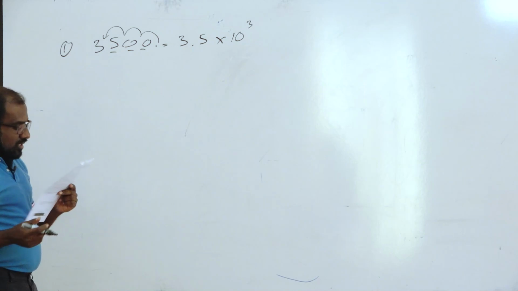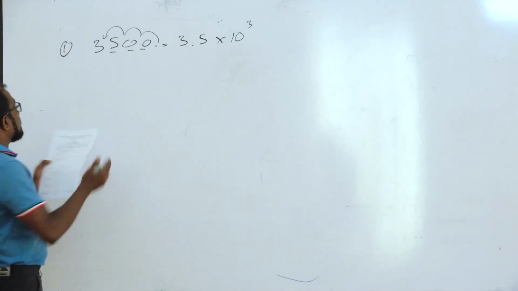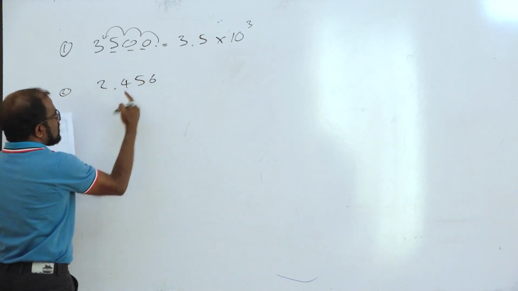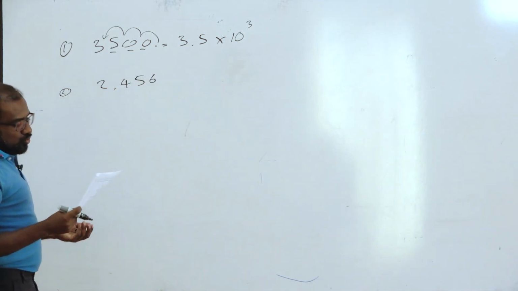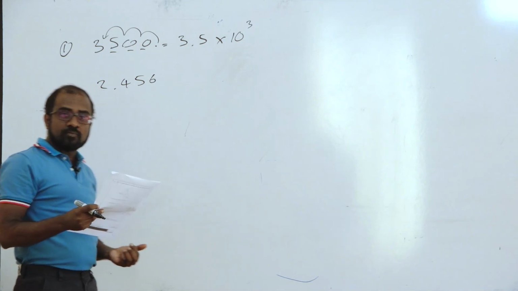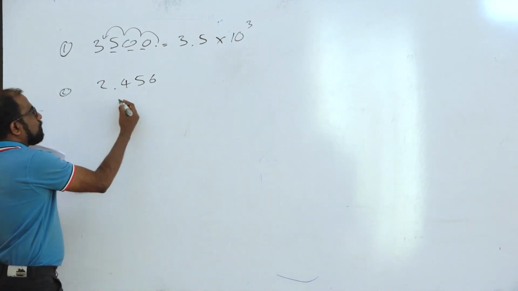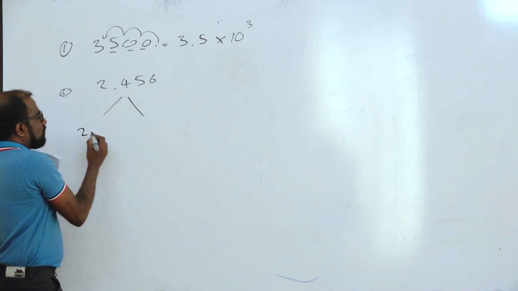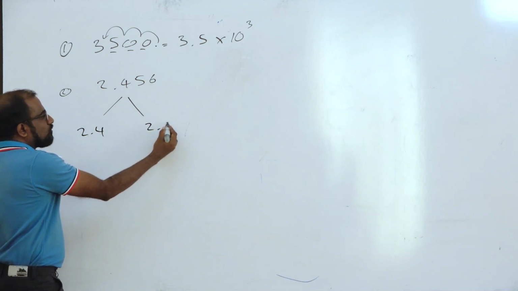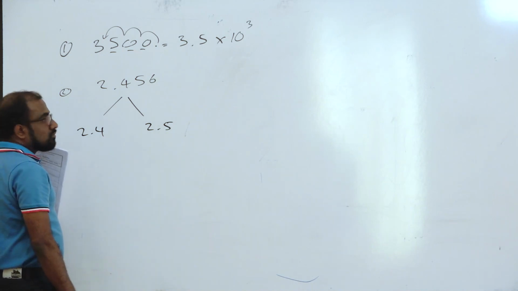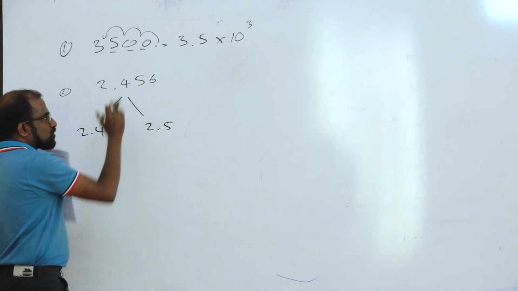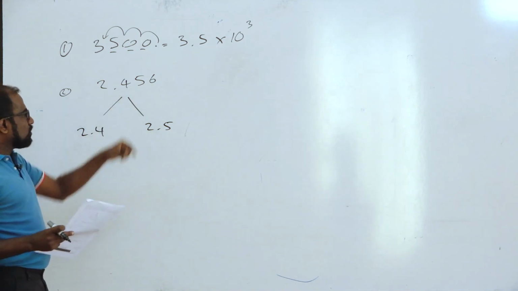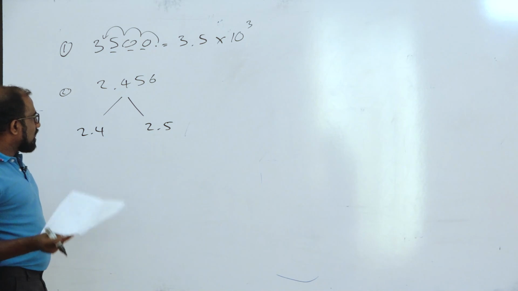Second one, round off to the first decimal place: 2.456. This number is asked to be rounded off to the first decimal place. So, what are the possible values for the first decimal place on either side? You have 2.4, on the other side you have 2.5. To get the answer, you have to see to which value this number is closer. I have taught this in the class.